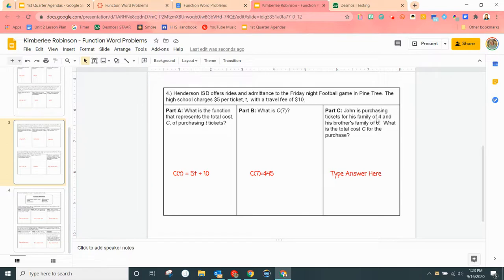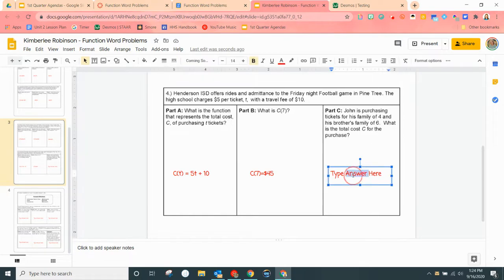John is purchasing tickets for his family of 4 and his brother's family of 6. What is the total cost, C, for the purchase? So they didn't actually say, plug in this number for number of tickets. We got to figure out how many tickets are we purchasing here. Well, he's going to purchase 4 tickets for his family of 4. So that's 4 tickets. And he's going to purchase tickets for his brother's family of 6. And I think that includes him and his brother. So how many tickets is he purchasing total? A family of 6 and a family of 4. Well, 6 plus 4 is 10. Yep. So we're actually looking for C of 10 here. This function evaluated with 10 tickets.